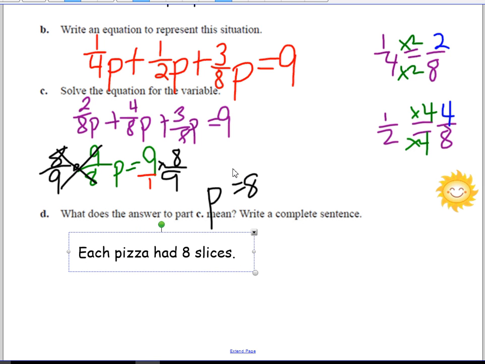And if we wanted to, we could do 1/4 times 8 plus 1/2 times 8 plus 3/8 times 8 to make sure we get that 9, if we weren't sure our answer was right.